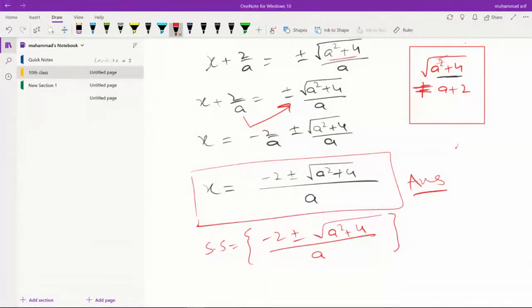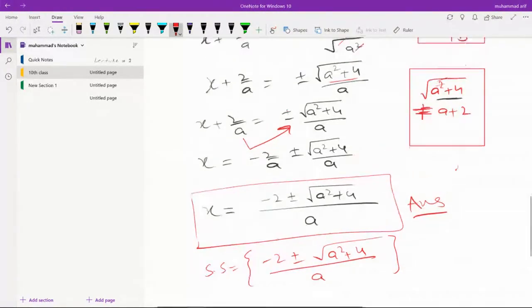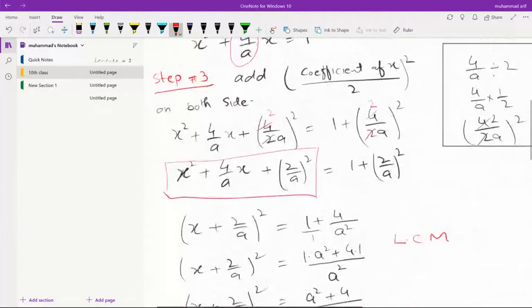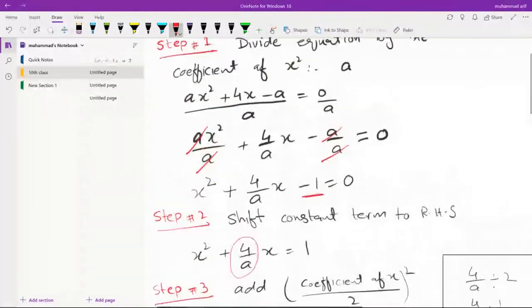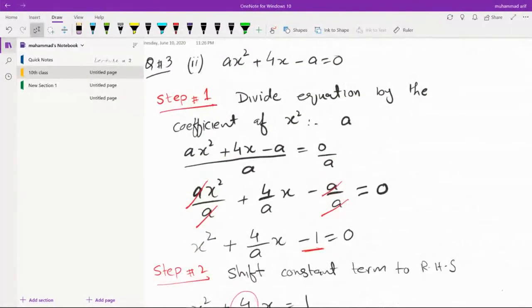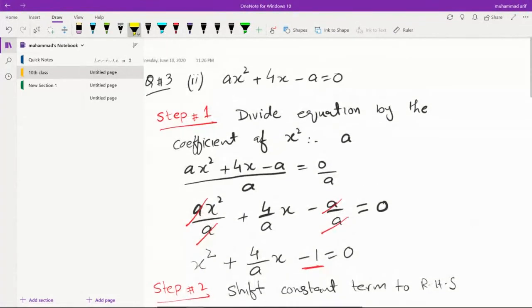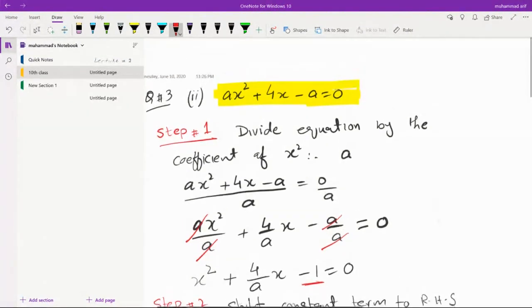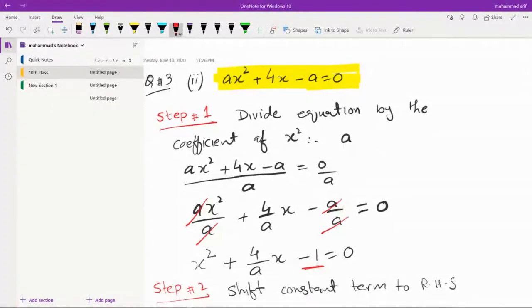Okay students, recall it again and then if you have any problem, we take your questions. Okay, start from the beginning. Our question is ax square plus 4x minus a equals to 0, solve it by completing square method.